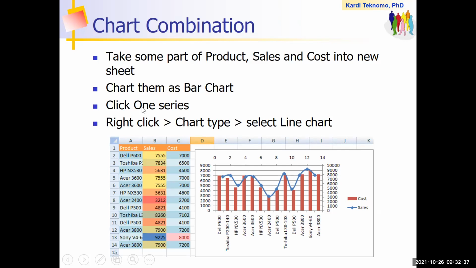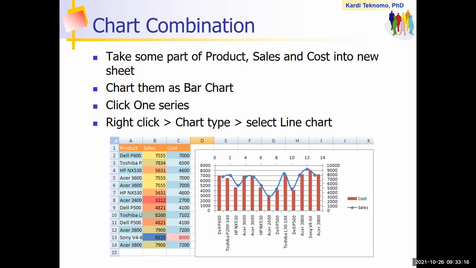Now what I want you to do, take part of that product, sales and costs, for example, into a new sheet, okay, something like this, and then you chart them as bar chart first. So the bottom is the name of the product, right? And then for example the cost in the bar chart, and then you want to see the cost compared to the sales, right? Now can you put the sales as line?